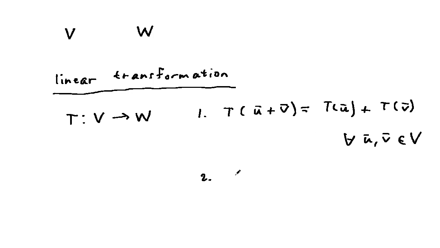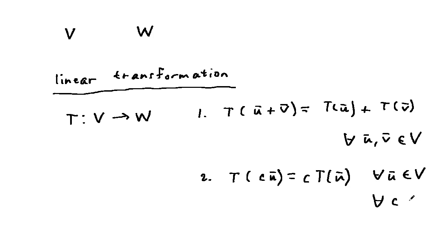Number two, T of c times u is equal to c times T of u for all vectors u in V and for all scalars c in R.